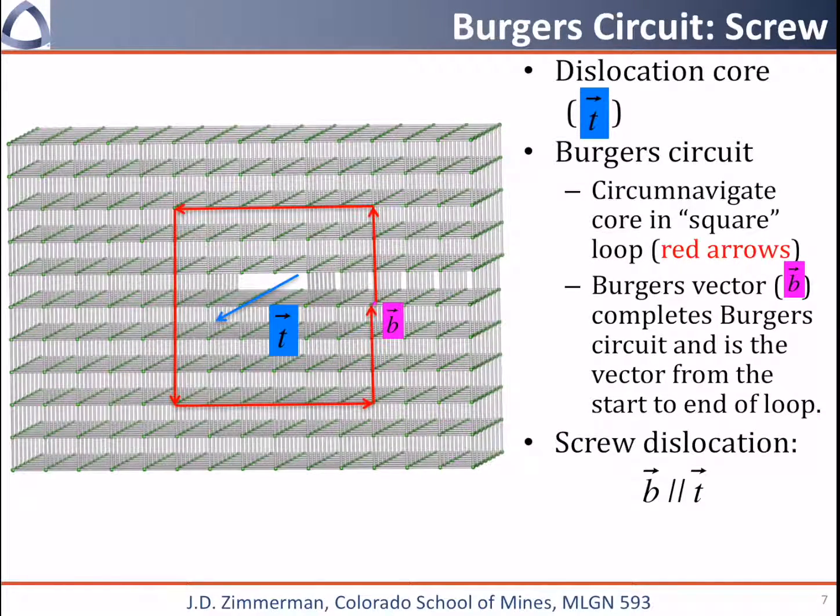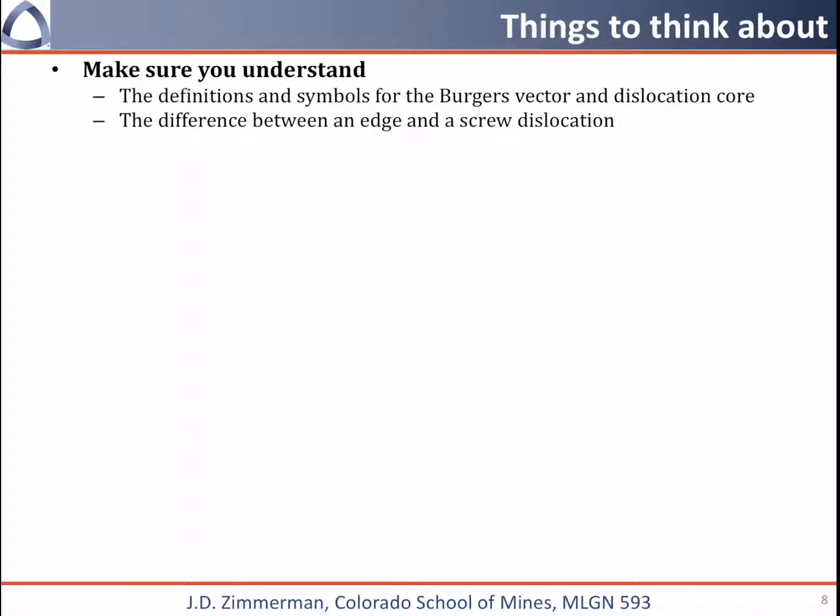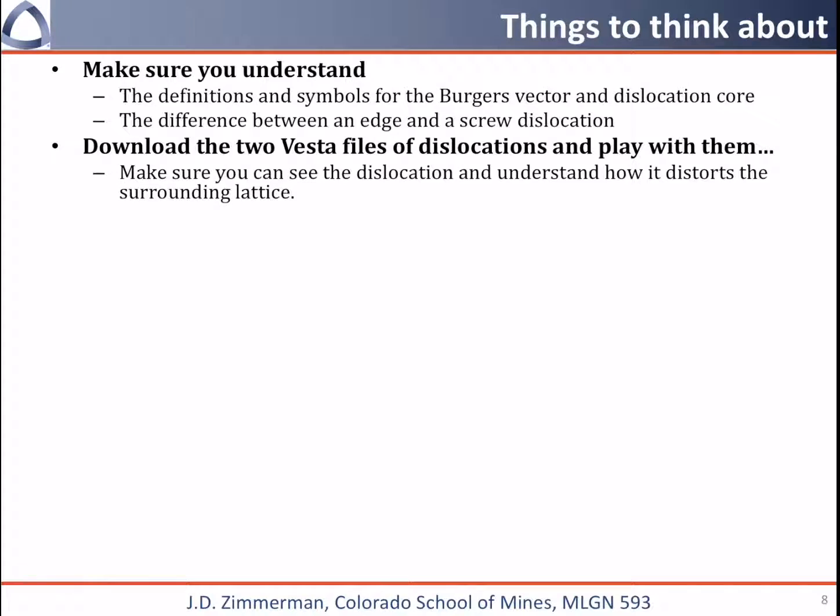So this is a screw dislocation, and in a screw dislocation, the Burgers vector is parallel to the dislocation core. And now I have a few things I'd like you to think about. First, I want you to make sure you understand the definitions and symbols for Burgers vectors and dislocation cores, and make sure you understand the difference between an edge and a screw dislocation. I want you to download the 2 VESTA files of dislocations, and I want you to play with them.